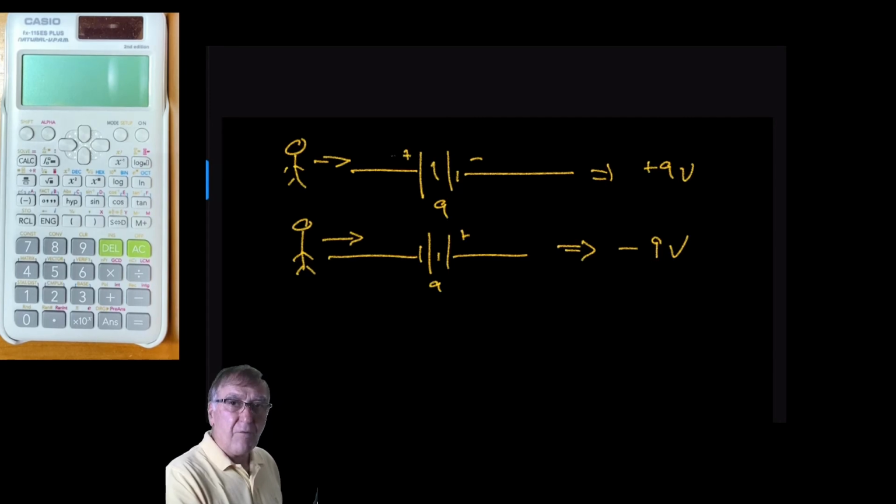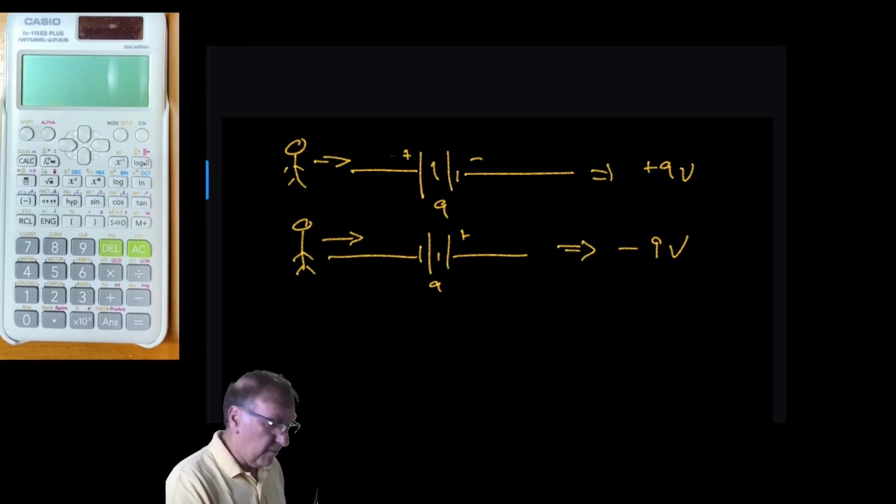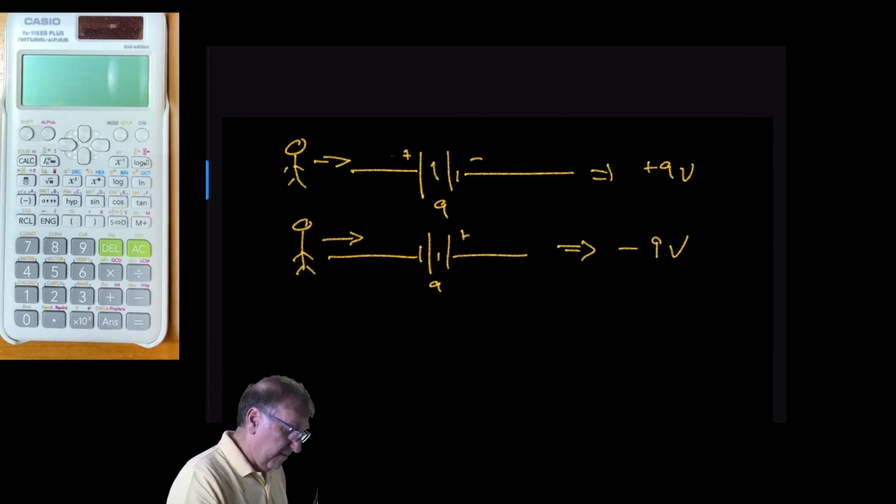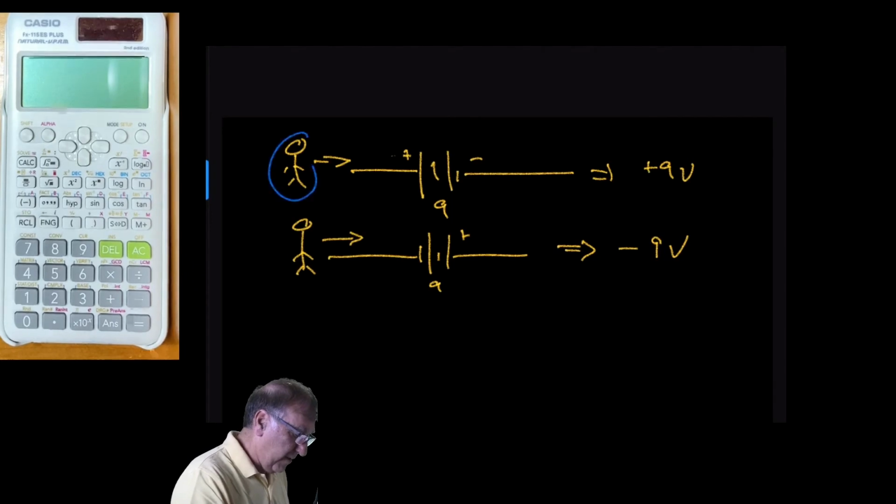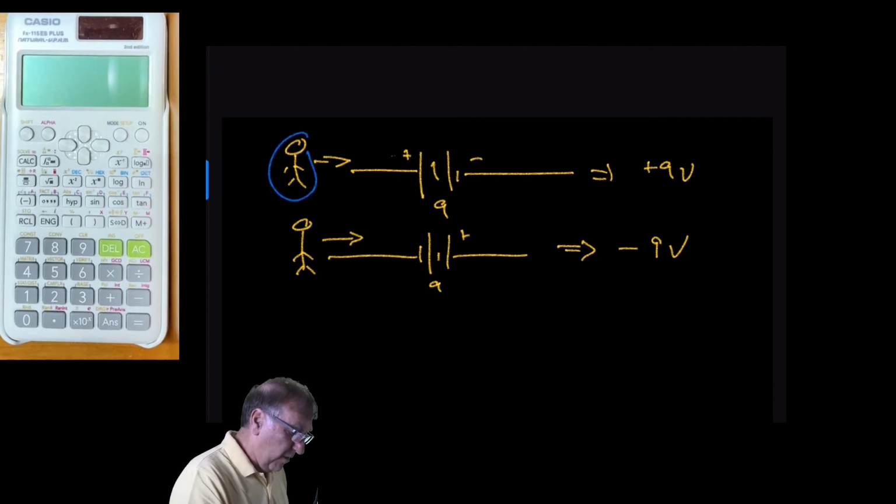So there are rules for polarity going around the loop. If you're an observer here and you go around the loop and you go toward the plus side of a battery, then that would be plus 9 volts. Similarly, if you approached the battery from the negative side, it would be minus 9 volts.